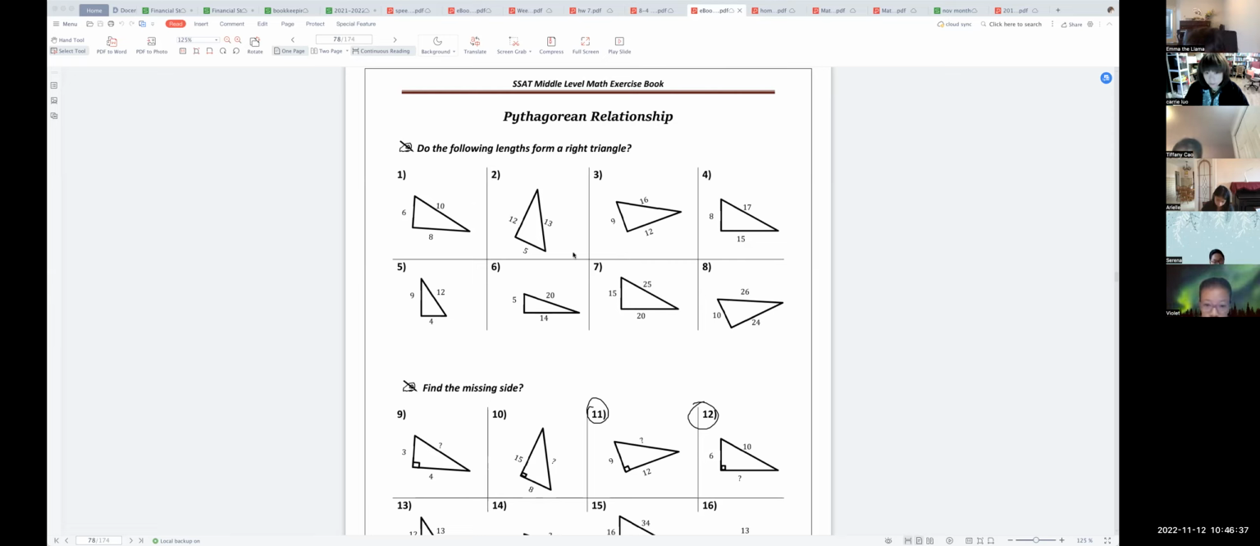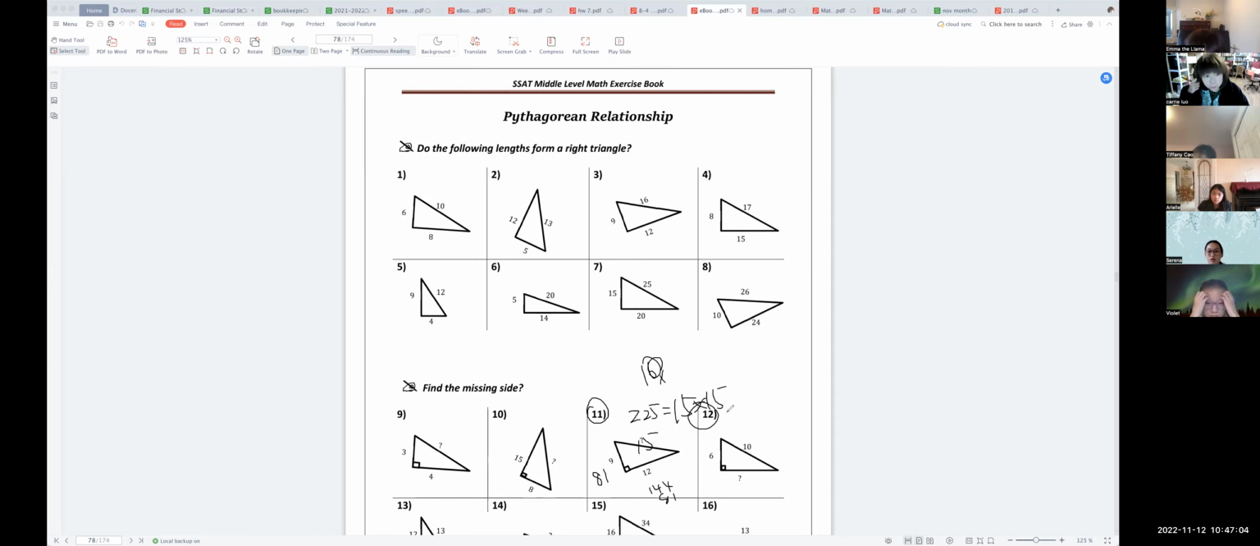Okay, so let's take a look at this one. So this time, let's look at question 11. It's 81 plus 144 equals what? Equals 225. Okay, so Joseph, can you tell me the answer? The answer is 15. Thank you. Okay, number 12.